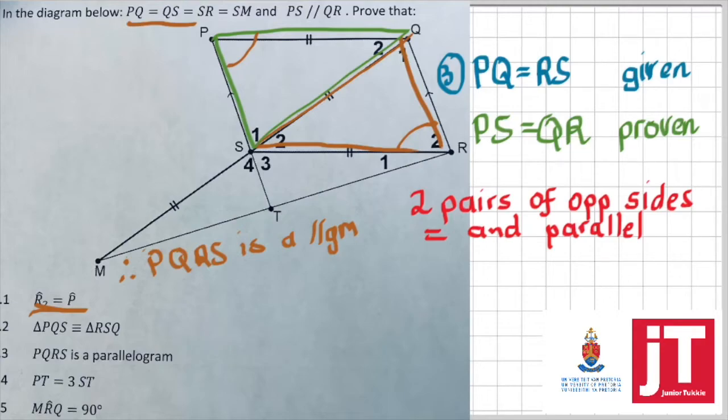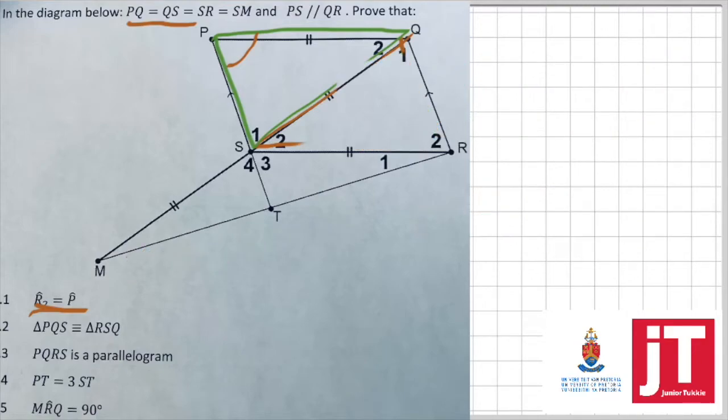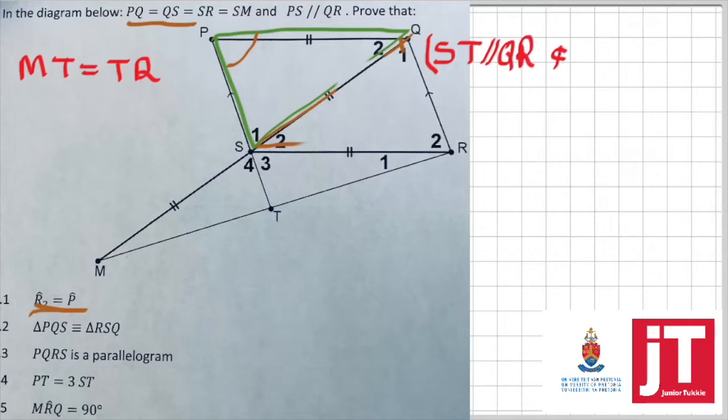We move on to the fourth question, where we're required to prove that PT is equal to 3ST. To do that, we start by saying MT is equal to TR. The reason for that is that we know that ST is parallel to QR and MS is equal to SQ. Think about it. ST is parallel to QR and MS is equal to SQ. You might want to mark that on the diagram if it helps you.